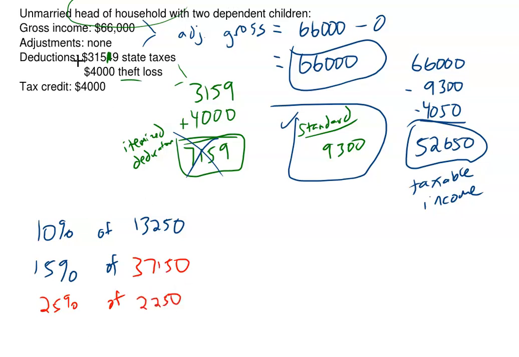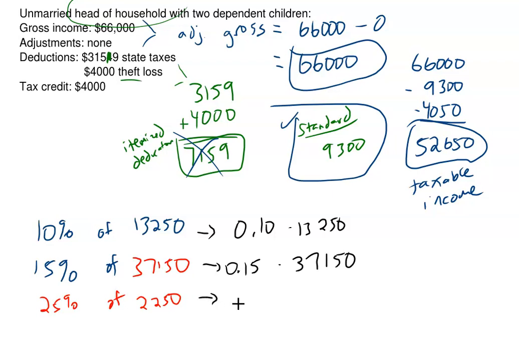So again, since this video is running kind of long, I kind of don't want to have to write this out, but maybe I will just for good measure. 10% times 13,250. This is going to be 15% times 37,150. And this is going to be 25% times 2,250. So we'll figure out what these are equal to. This is going to be 1,325. I just know that one off the top of my head.